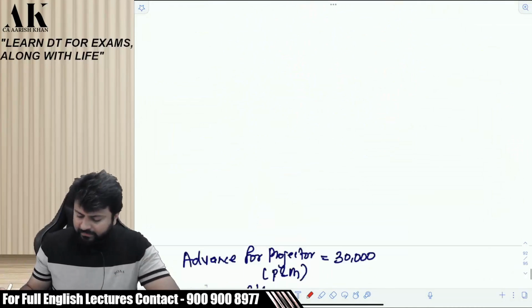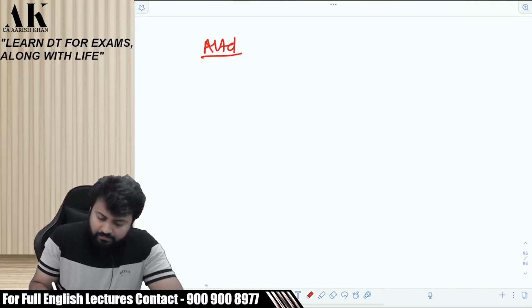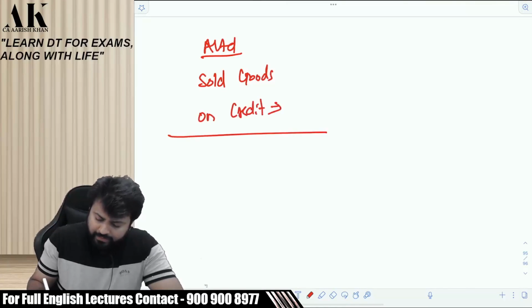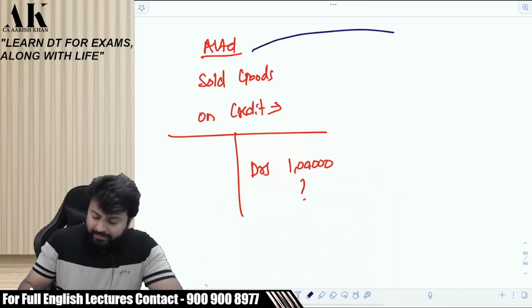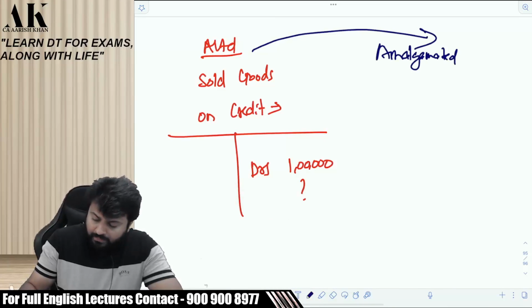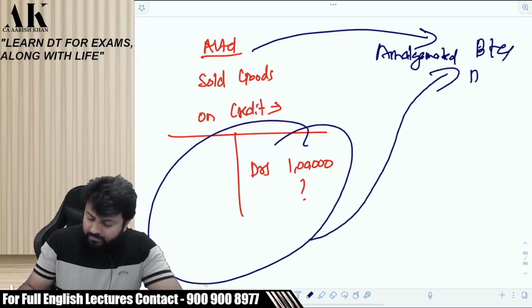Now listen carefully. There is a company over here, A Limited, which has sold goods on credit. So there is a debtor in A Limited's balance sheet of 1 lakh rupees. Now this company gets amalgamated with B Limited. So all the debtors etc. go to B Limited. So now this debtor will become the debtor of B Limited, 1 lakh rupees. Clear?